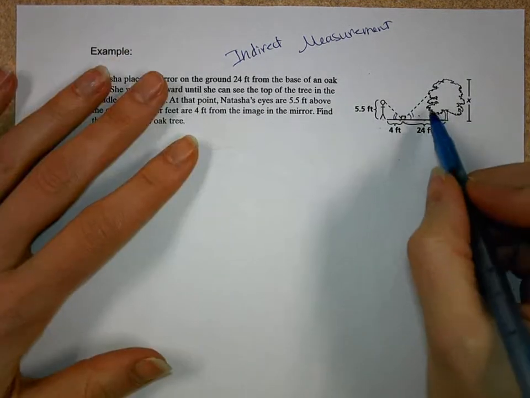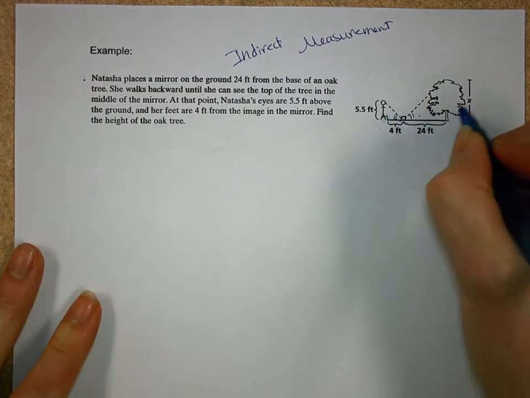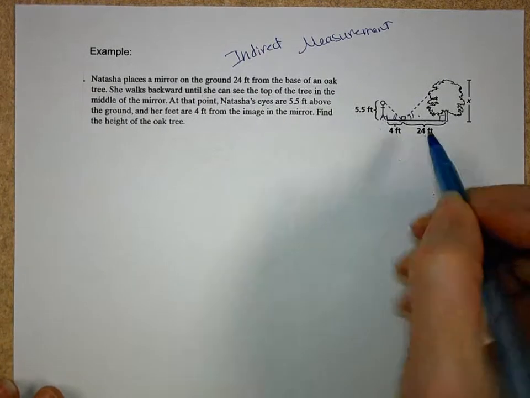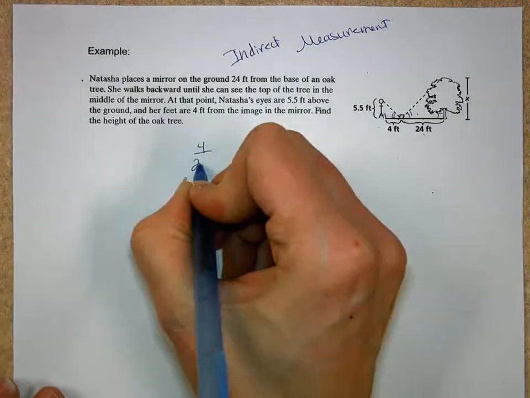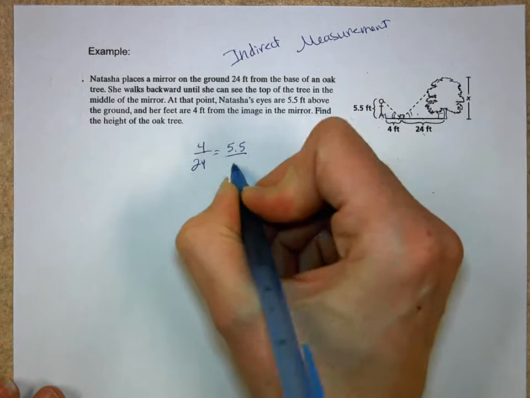So I know I'm trying to form these similar triangles together, is what we're doing. And we're going to assume, of course, she's perpendicular to the ground and the tree is perpendicular to the ground. So they're similar by angle similarity. So now set up a proportion. I'm going to go small to big. 4 is to 24 as 5.5 is to x.